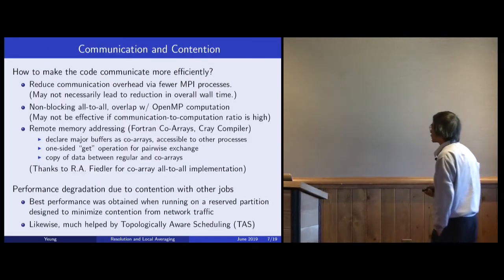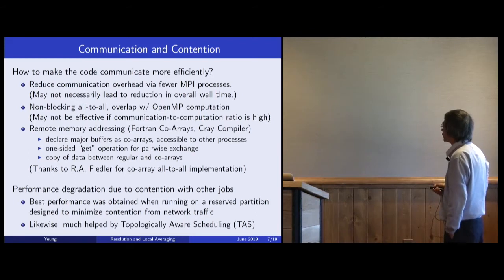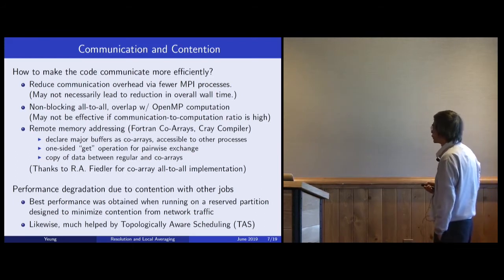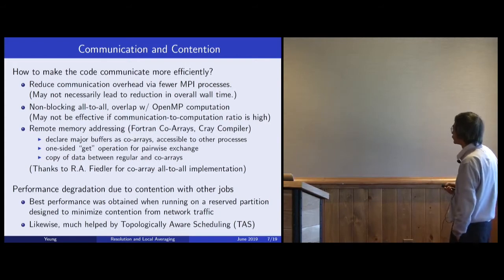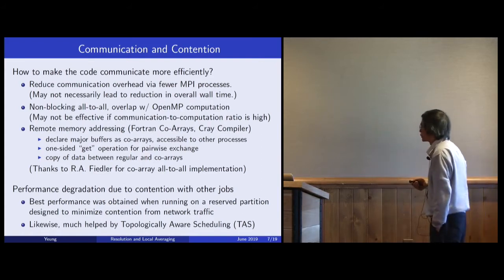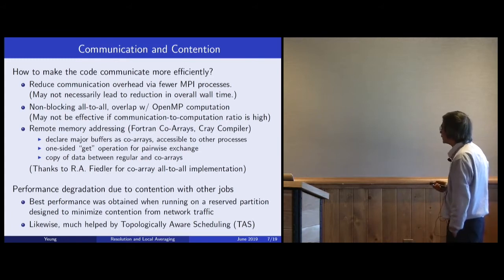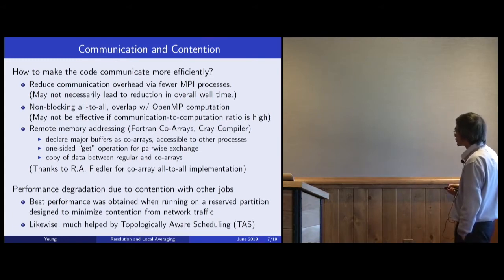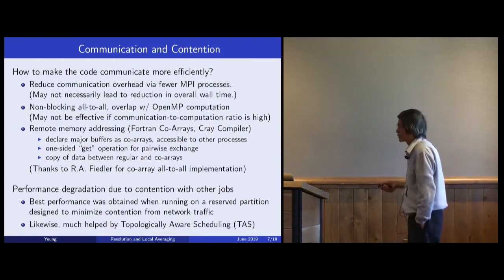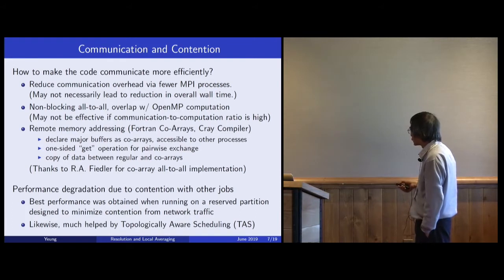So how do we make the code communicate more efficiently? First, we could consider trying to reduce communication overhead by using fewer MPI processors. This may not necessarily lead to a reduction in overall wall time because the message size also increases. And then we could also see if we can do a non-blocking all-to-all. While communication is going on, can something else also be going on? So that's the idea of overlapping.